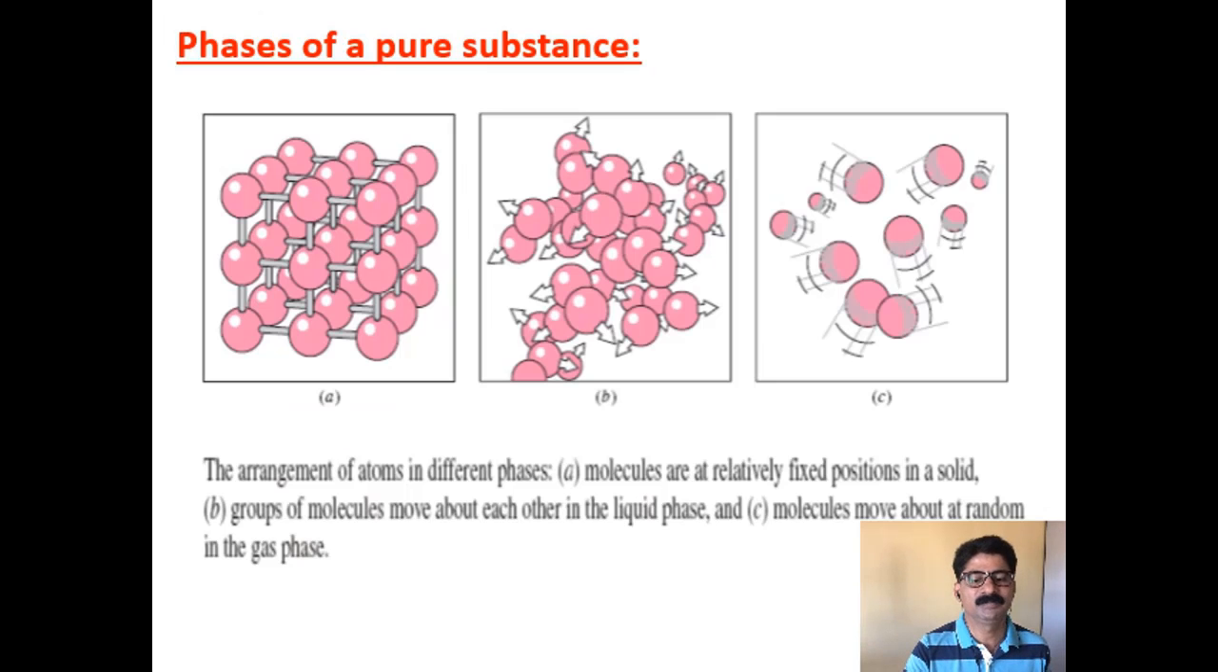Now you can see the phases of a pure substance. Generally, we consider three phases, that is the solid phase, the liquid phase, and the gaseous phase. The first figure here shows the molecular arrangement in the solid phase. The second diagram shows the molecular arrangement in the liquid phase, and the third one in the gaseous phase.